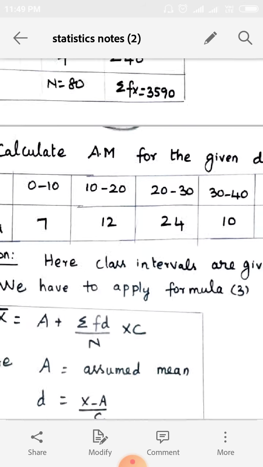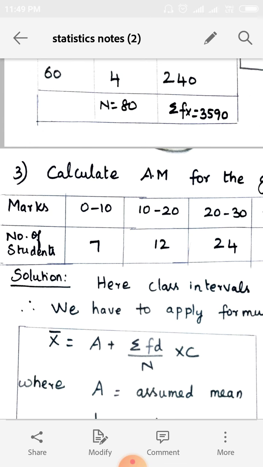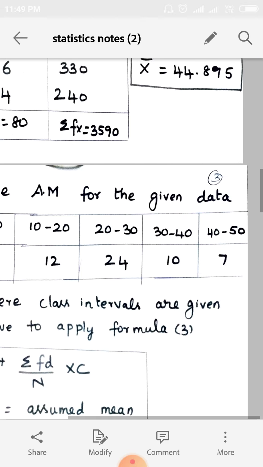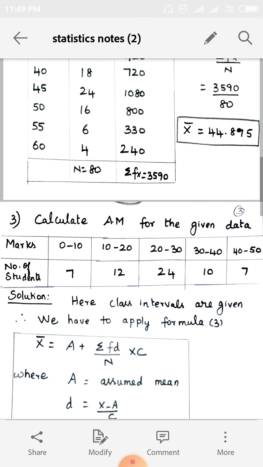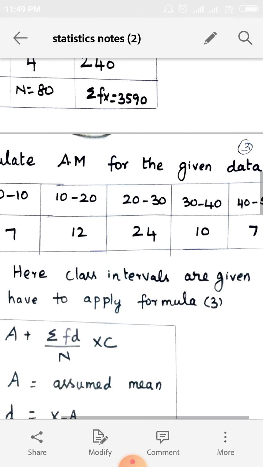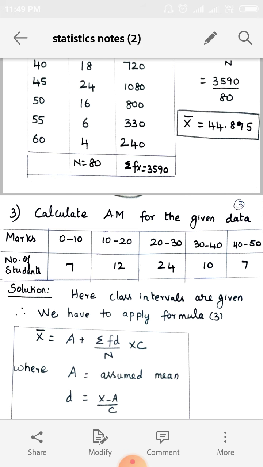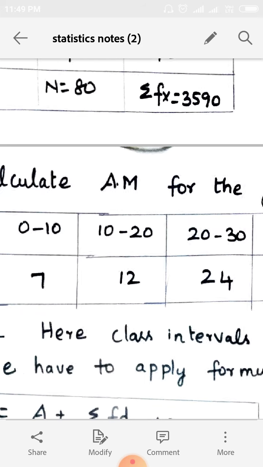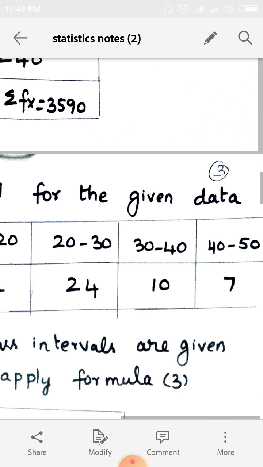Calculate the arithmetic mean for the given data. Here the first row is marks: 0 to 10, 10 to 20, 20 to 30, 30 to 40, 40 to 50. The next row is the number of students. The values are given: 7, 12, 24, 10, 7. See the problem. The marks are given in class intervals. 0 to 10 is a class interval, 10 to 20, 20 to 30, 30 to 40, 40 to 50. So these are of the class interval type.